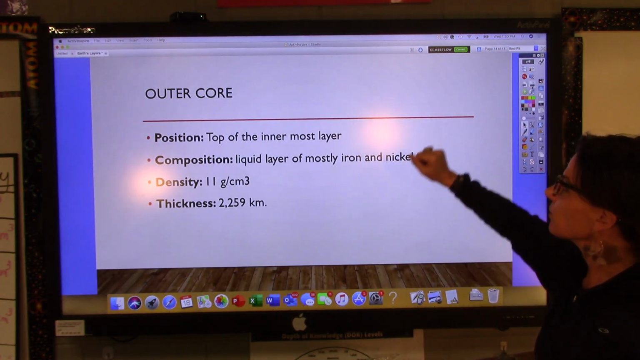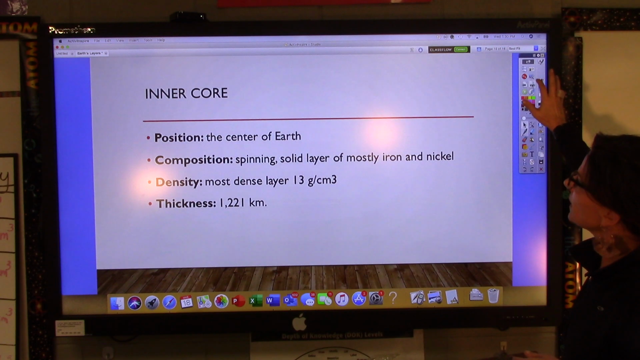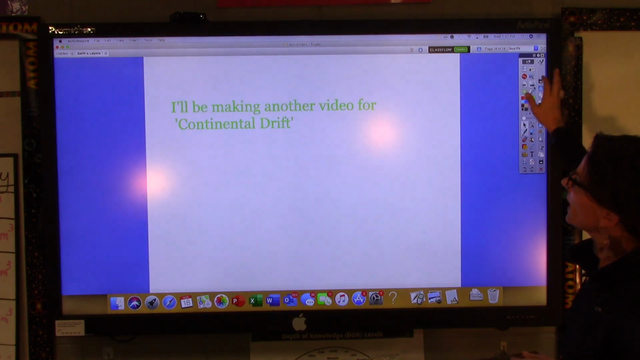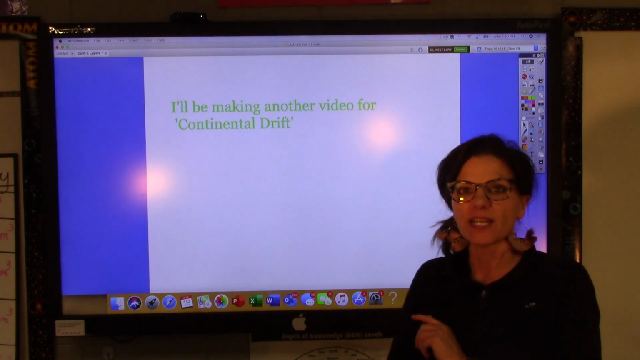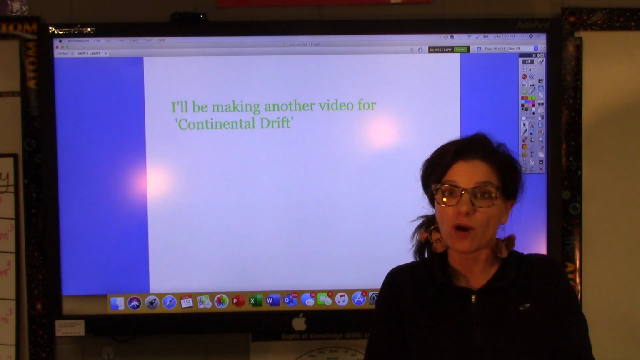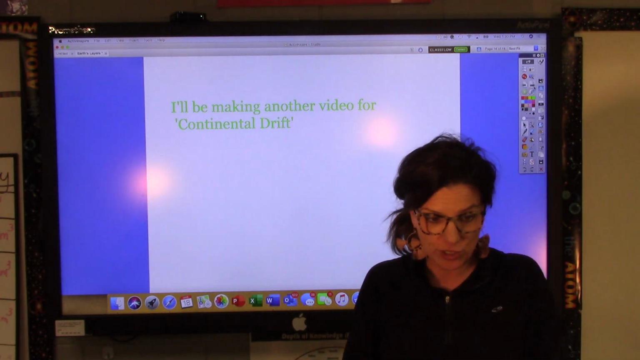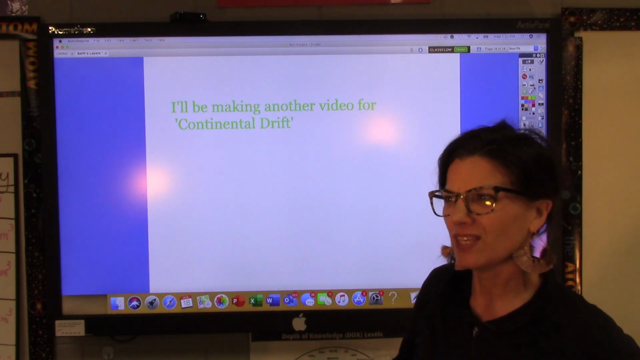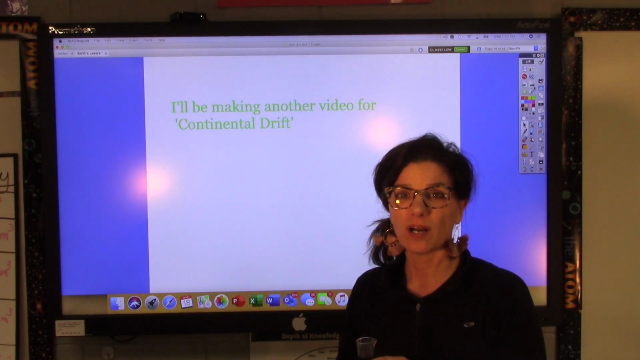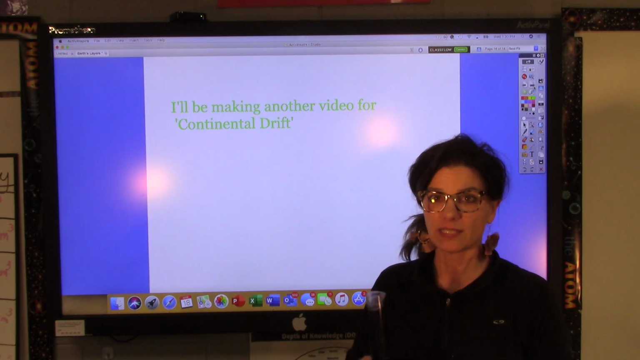All right, so the outer core, the inner core, and that is all we have for today. I will be making another video when I go over the continental drift notes. And I also wanted to show you my density column. I think in day 4, we're gonna be talking a lot more about density.